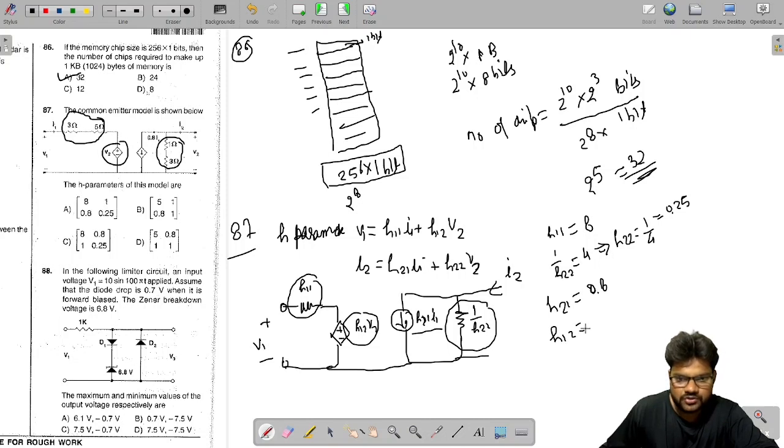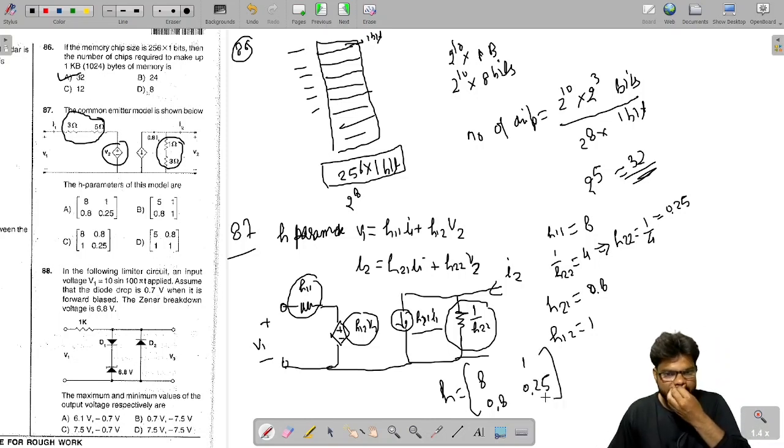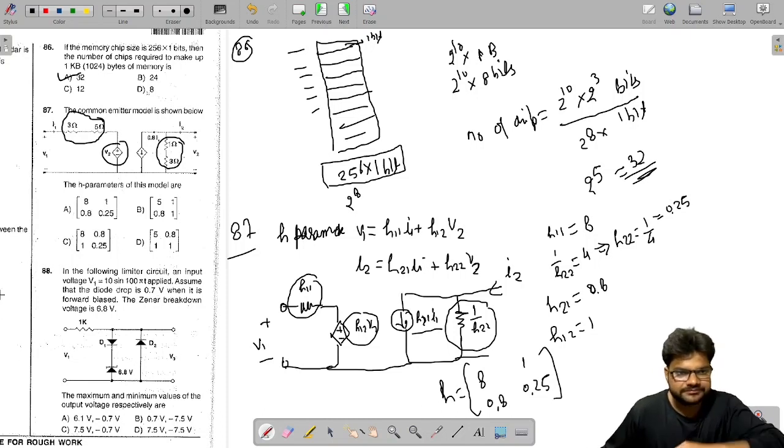So H12 has to be 1. So if I write H parameter, then H11 is 8, H12 is 1, H21 is 0.8, and H22 is 0.25. So the correct option with this is A. So option A will be correct.